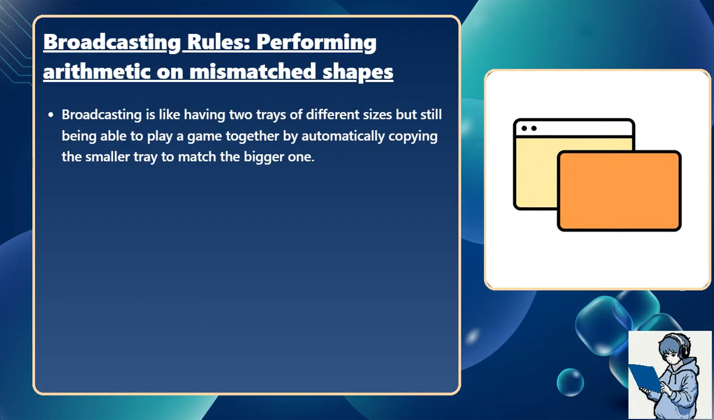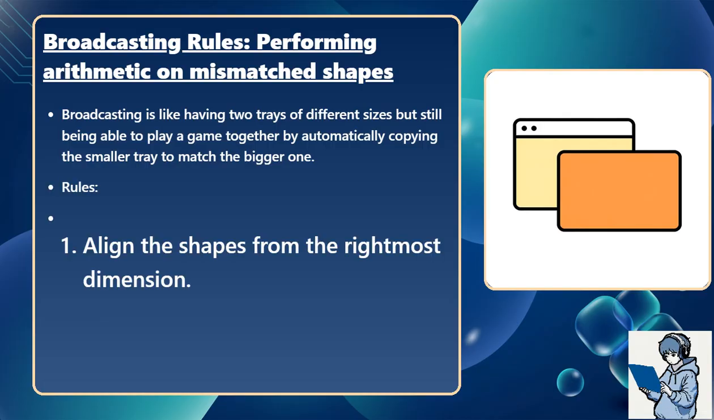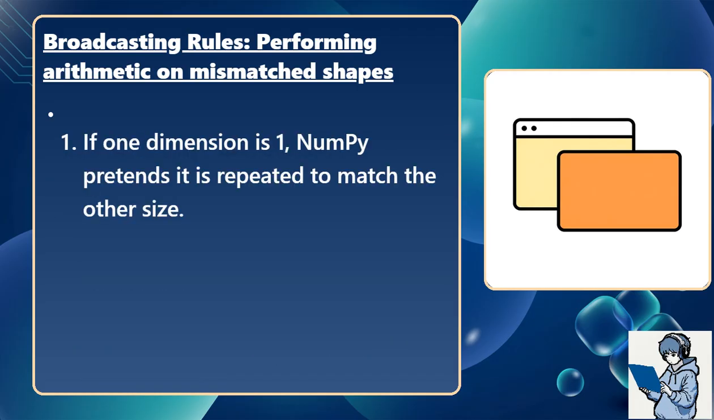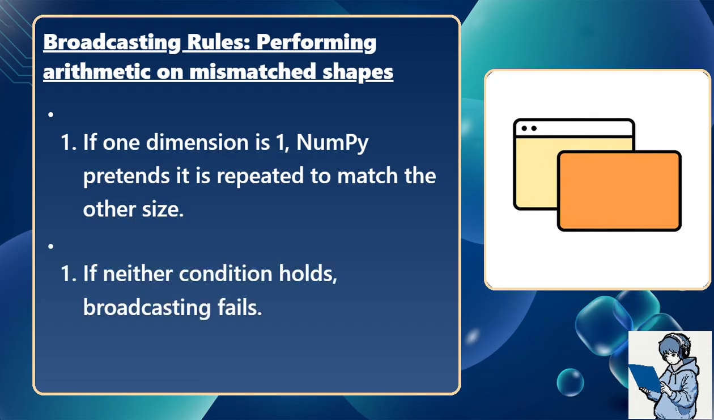Broadcasting is like having two trays of different sizes, but still being able to play a game together by automatically copying the smaller tray to match the bigger one. Rules: 1. Align the shapes from the rightmost dimension. 2. If dimensions are equal, they are compatible. 3. If one dimension is 1, NumPy pretends it is repeated to match the other size. 4. If neither condition holds, broadcasting fails.